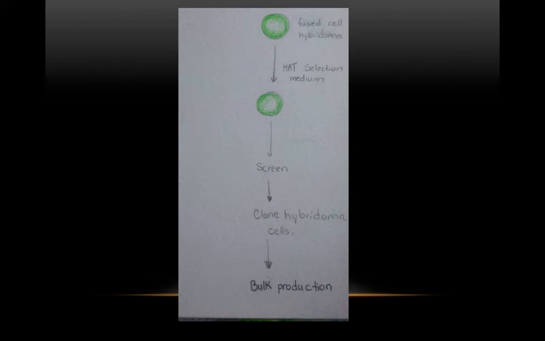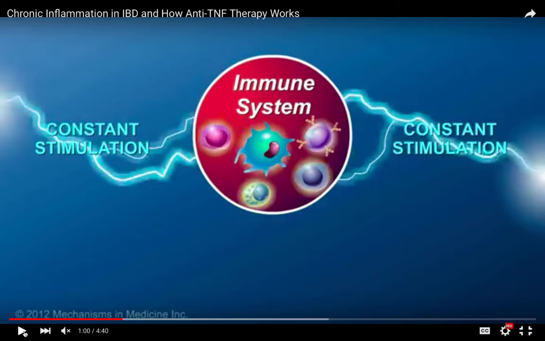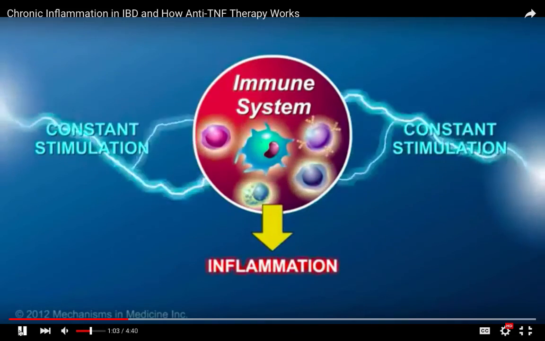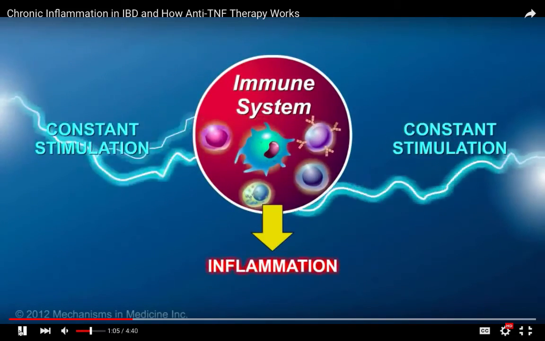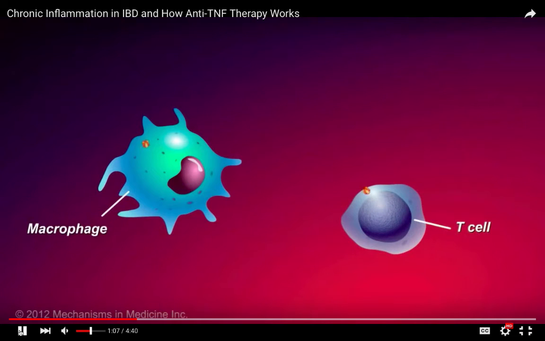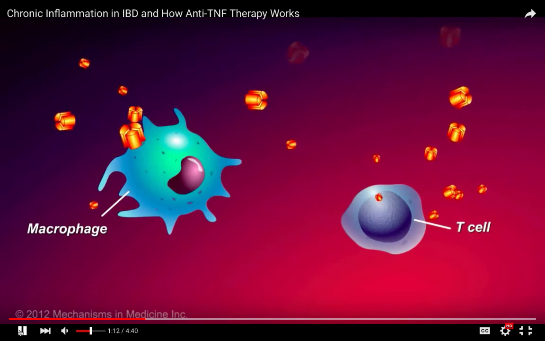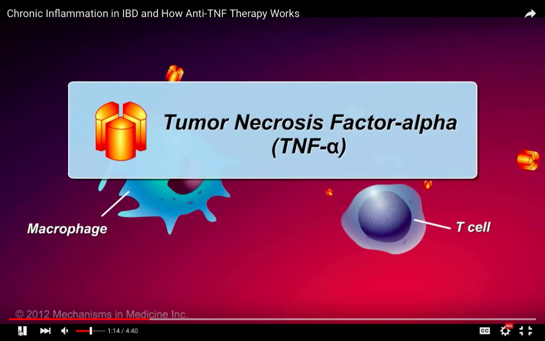So how does infliximab treat inflammation? In order to understand its mechanism, we first have to look at the cause of the inflammation. The immune system responds to the body's own cells in people with inflammatory bowel disease, and that leads to an overreactive immune system and chronic inflammation in the GI tract. One of the major signals of inflammation is a cytokine known as tumor necrosis factor alpha, or TNF alpha, which is produced by some cells of the immune system.